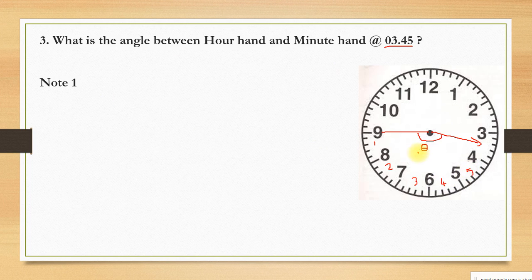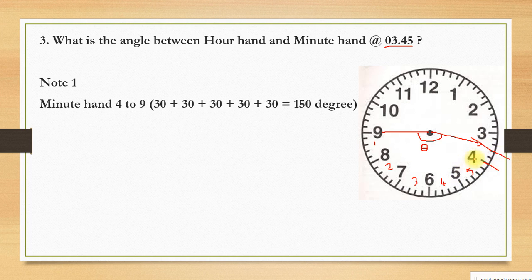As I told earlier, the minute hand will be exactly in its minute place, but the hour hand will be somewhat away from a particular place. So here I'm having 5 divisions, 1, 2, 3, 4, 5. Obviously I know that 5 into 30, totally I'll be having 150 degree. Now I need to find this value. From note 2 I can find it. For the minute hand, from 4 to 9 I'm having totally 5 divisions, so 5 times 30 would be 150 degree.